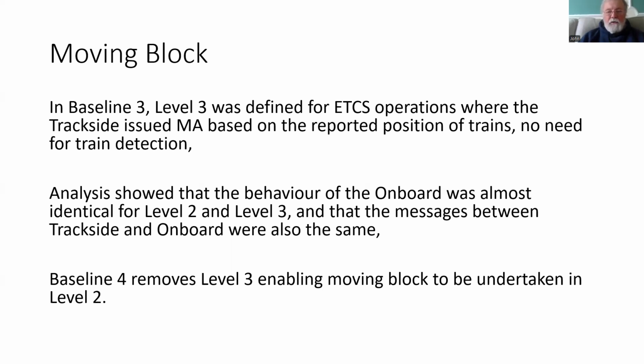The only difference was that in the position report from the onboard, there was extra information about the integrity of the train. And that was needed in level 2 as much as it was in level 3 in order to know whether one could enter a level 3 area. So with almost no change and having done all the analysis, then baseline 4 has removed level 3. At one point, as you may have heard, it was going to be called level R for level radio. But after a lot of discussion, a pragmatic approach was taken of retaining level 2 and just deleting level 3 from the specifications.